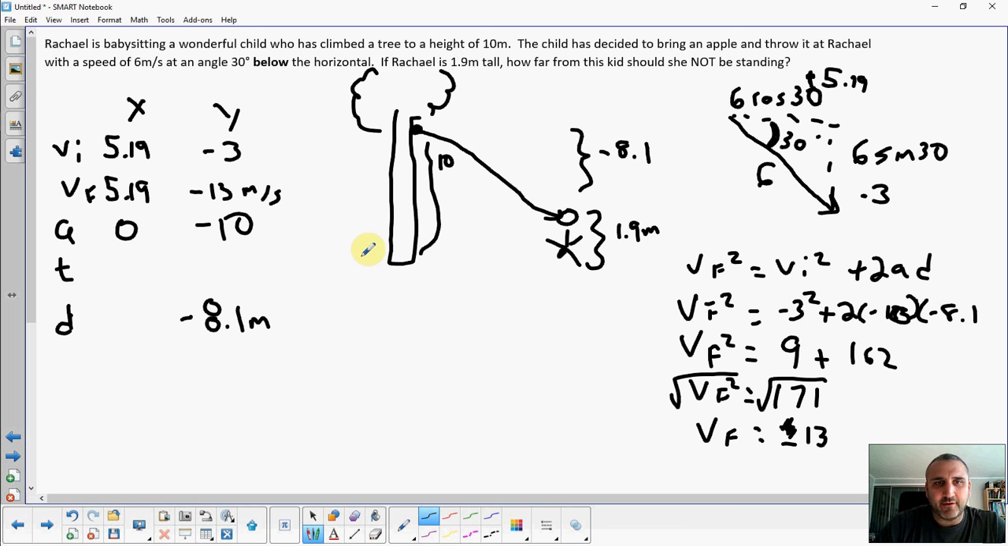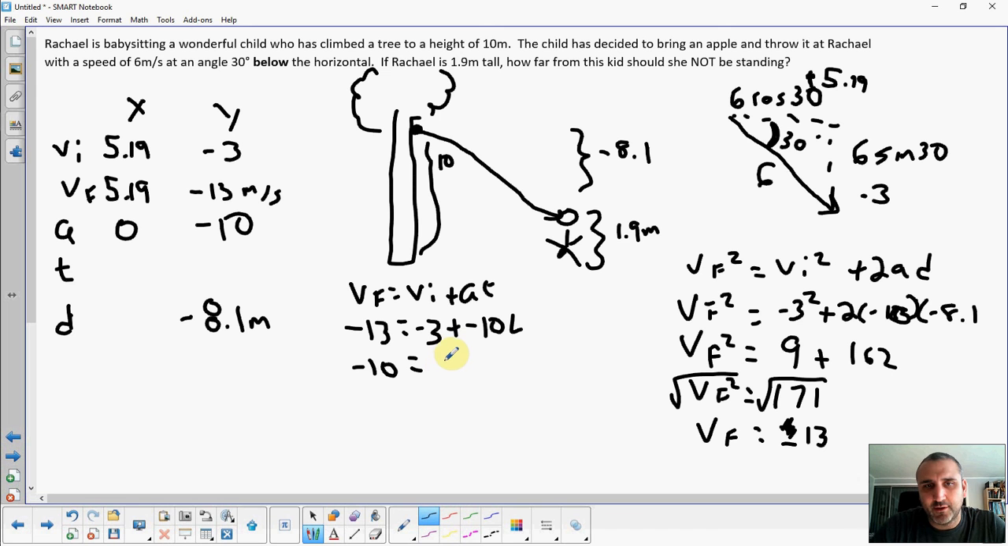So now we can go back and figure out our time using Vf equals Vi plus At. Final velocity is going to be negative 13. Vi is negative 3 plus negative 10 times time. Remember we've got to get rid of this negative 3, so we'll add 3 to both sides. Negative 13 plus 3 will be negative 10, equals 0 plus negative 10t. And negative 10 divided by negative 10 is going to give us a t of 1 second. So 1 second is our time.